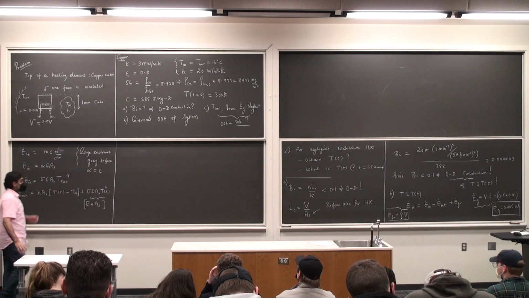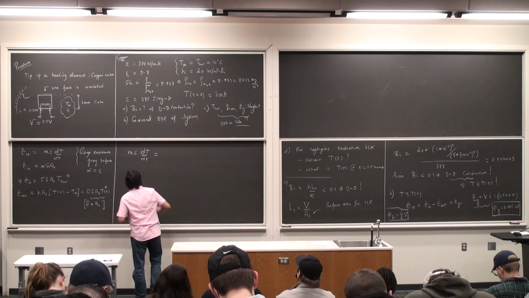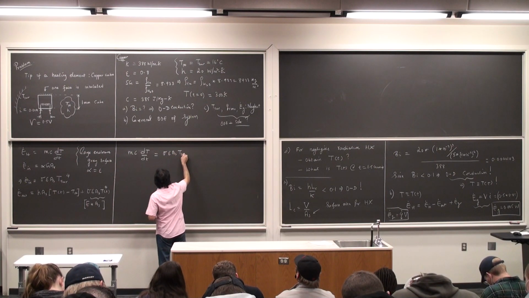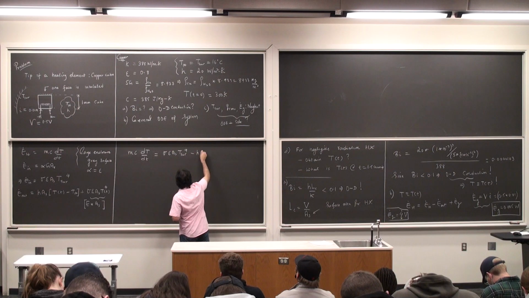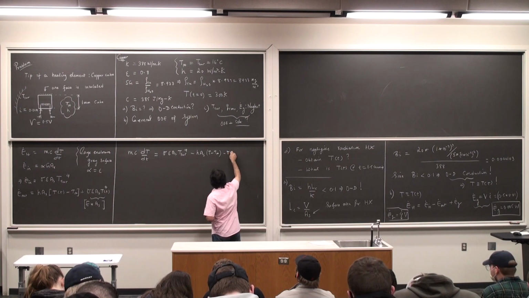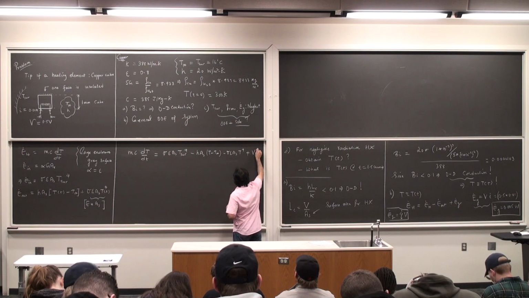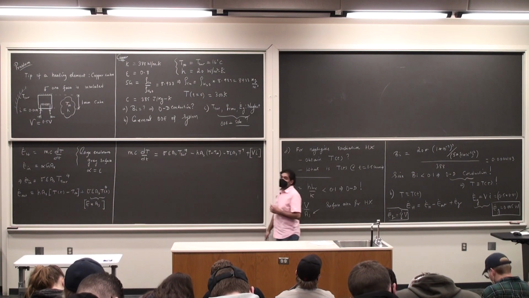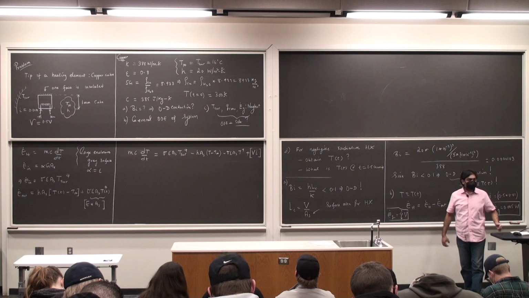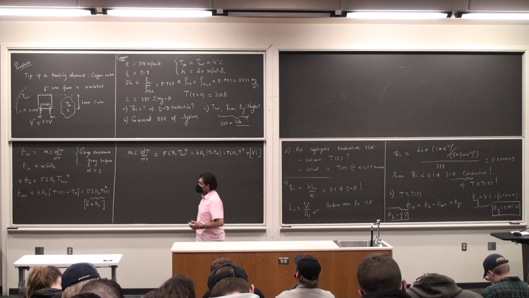Put everything together. m c dT by dt is E dot in, which is sigma epsilon T surrounding to the power 4 minus the outgoing terms, plus V times I. Excuse me. Does this make sense to everybody? Standard energy balance, first law, essentially.